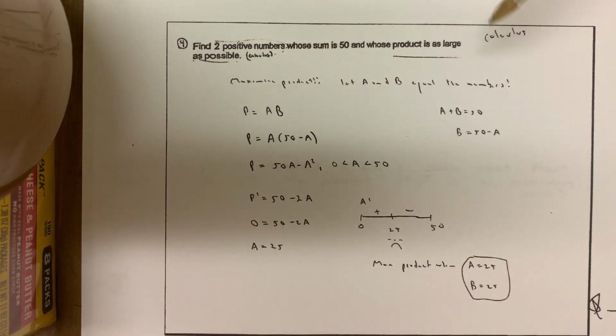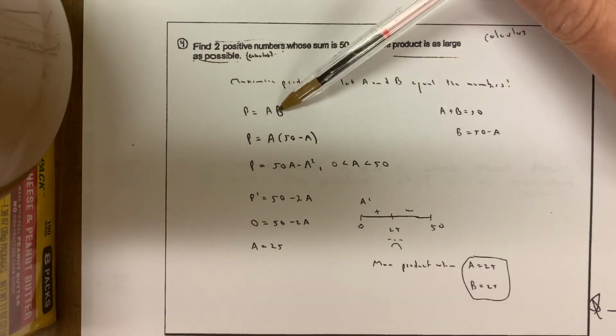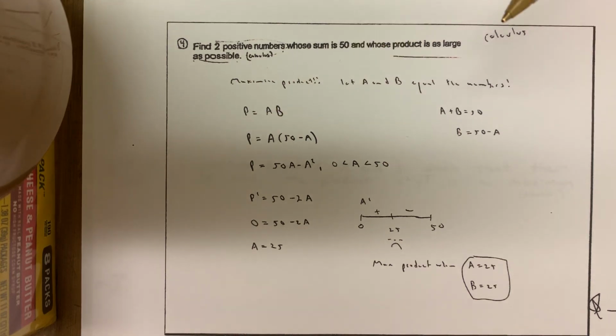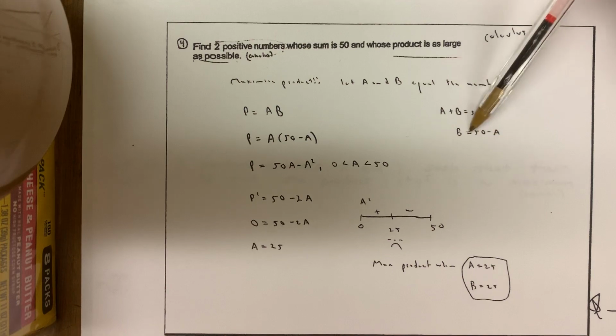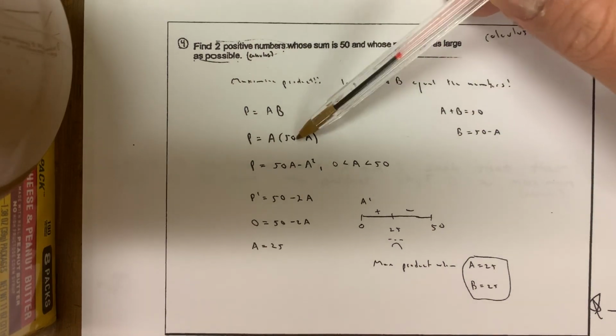We don't know what the two numbers are, so I let A and B equal the numbers. Product is going to be A times B. Make sure you set something equal to it. And then we got to get it down to one variable. They told you the sum was 50. A plus B is equal to 50. Solve for A or solve for B. It's up to you. I solve for B.